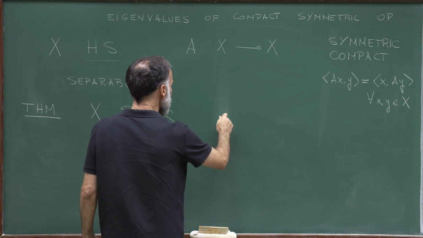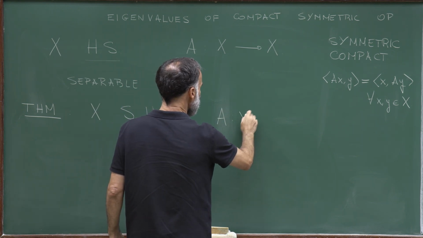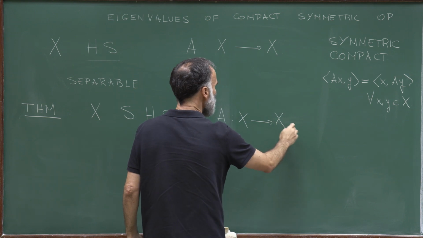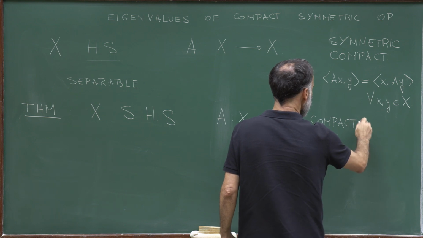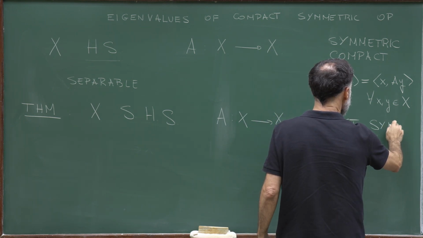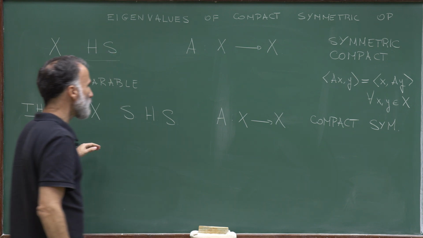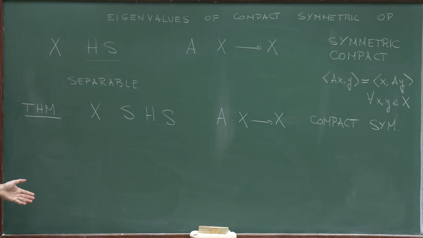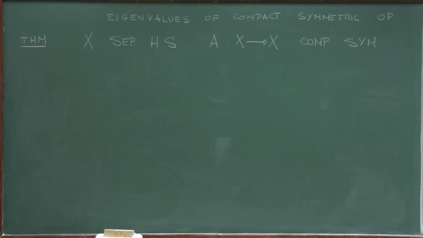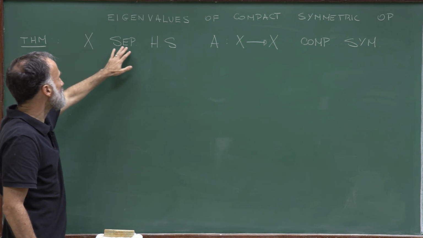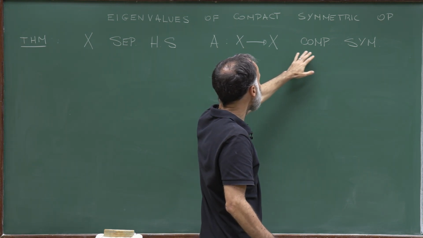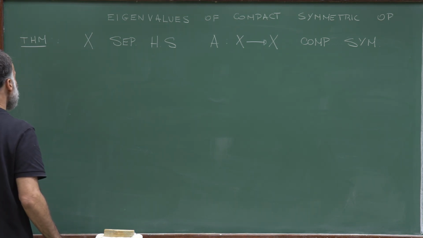And I'm assuming that on X, I have an operator A from X to X, which is compact and symmetric. Under these two conditions, I will now state a theorem which I will prove in the remaining part of this lecture. So the main theorem of this lecture reads as follows. Recall X is a separable Hilbert space. A is a compact symmetric operator from X to X.